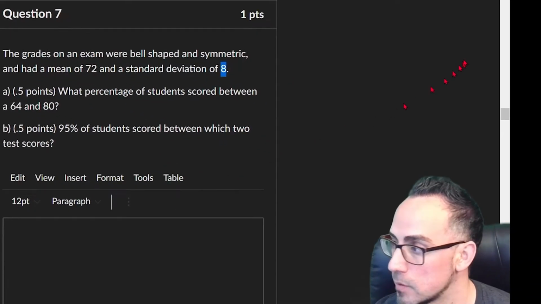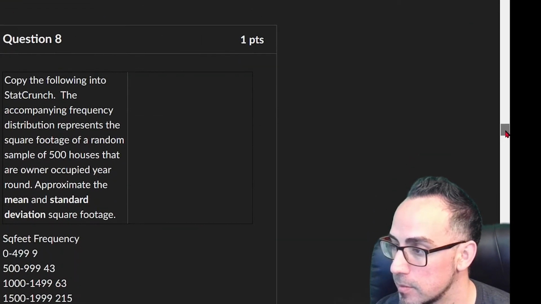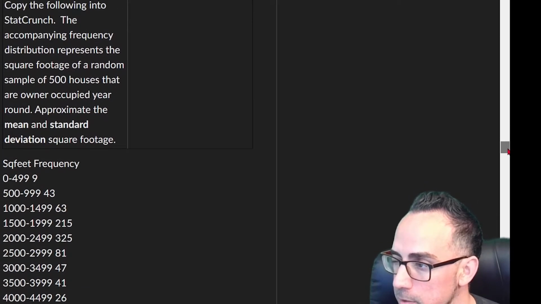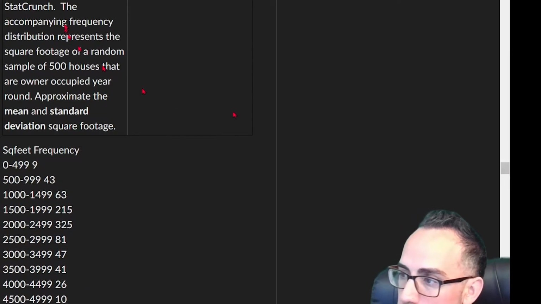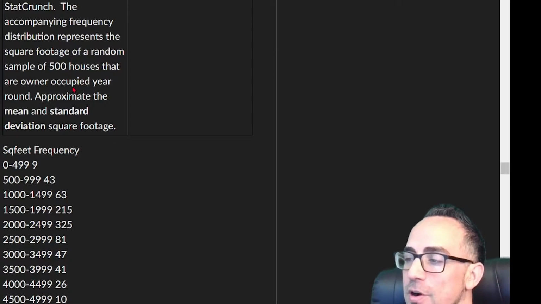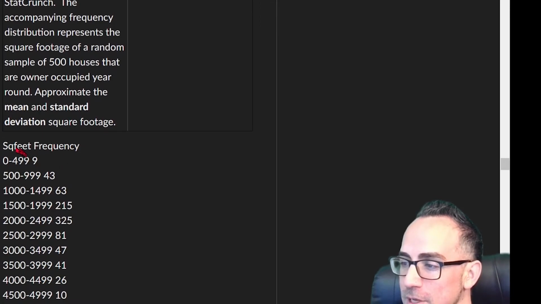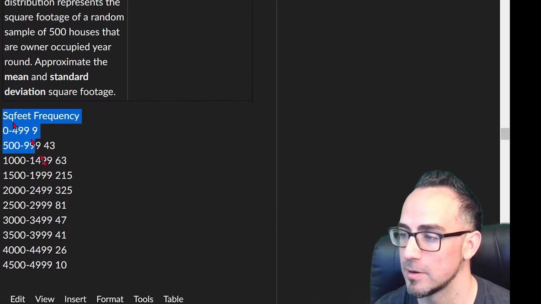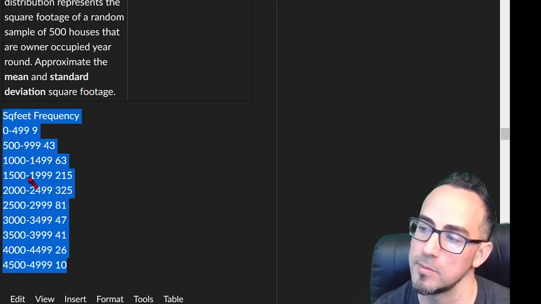All right. So that was number 7. Number 8. Copy the following into StatCrunch. The accompanying frequency distribution represents the square footage of a random sample of 500 houses that are owner occupied year round. Approximate the mean and standard deviation square footage. So we're gonna take this data right here. We're gonna copy it and we're gonna try to find the mean and standard deviation.